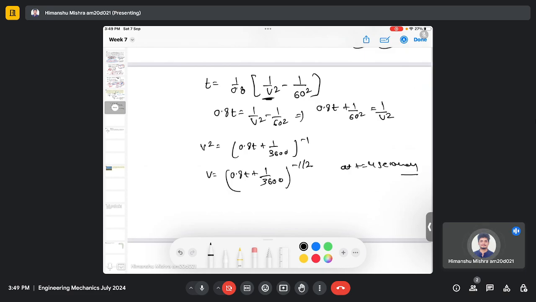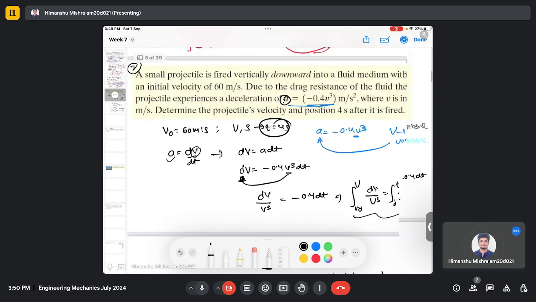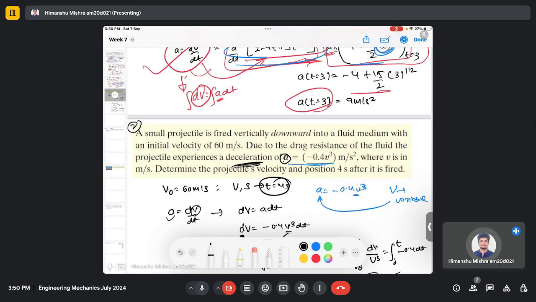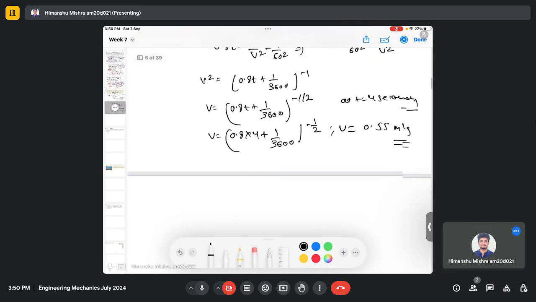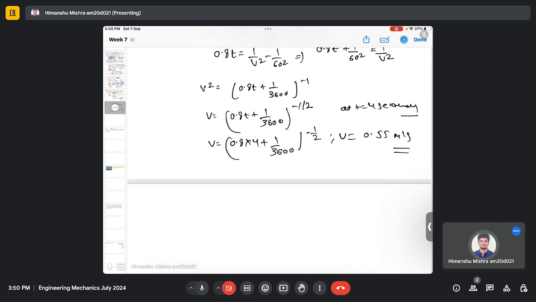So if you substitute time t equals 4 seconds, you will get v as 0.55 meters per second. Here you are given the deceleration, which is basically the acceleration but in the negative sense. You can see that the initial velocity was 60 meters per second, but now it has reduced to 0.55 meters per second at time t equals 4 seconds.